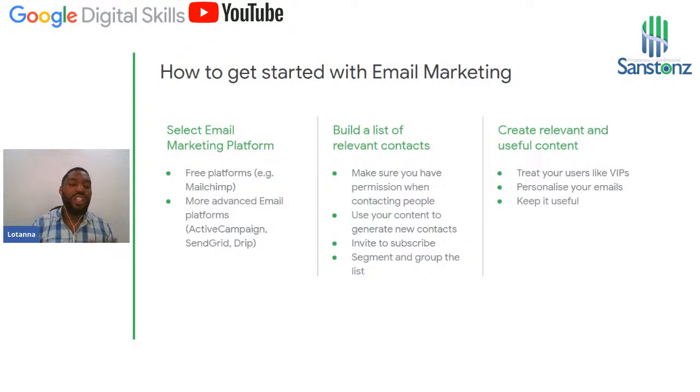Are you looking for a cheap or free email marketing platform like Mailchimp? Or are you looking for something that will give you security and a more professional look, like ActiveCampaign or SendGrid or Drip? Which one? So you choose which one you want. Then you can build a list of relevant contacts. So make sure you have permission when contacting people.